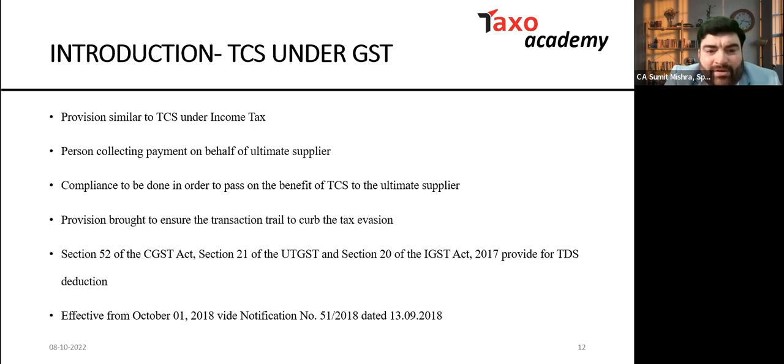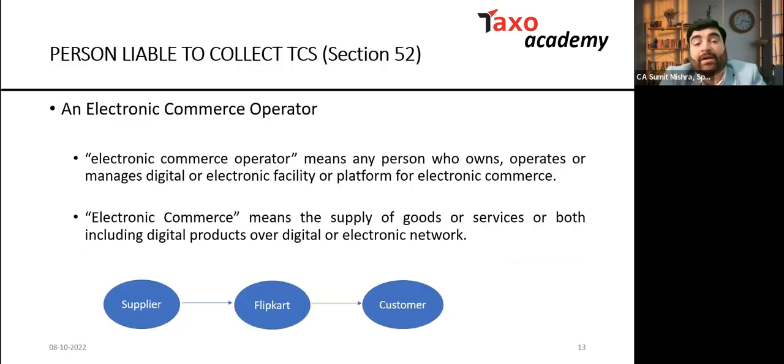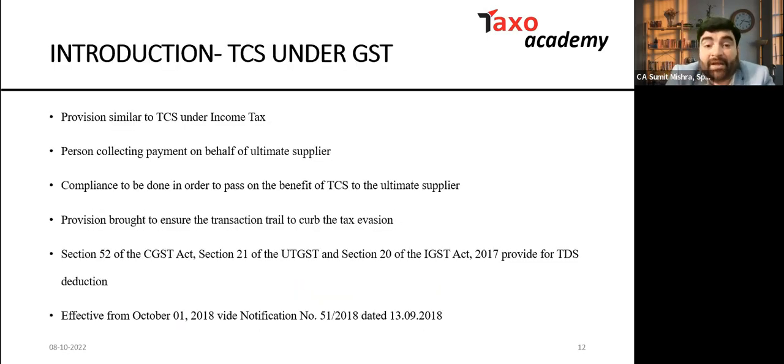So, discussing Section 52 again: 51 is for TDS, 52 for TCS. Again, facing the initial glitches of the GST portal, the provisions were suspended for a certain period of time. With the effectiveness of this provision, they brought it on from 1st of October 2018 by virtue of notification 51.